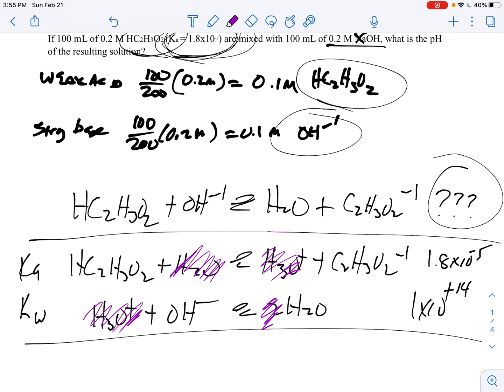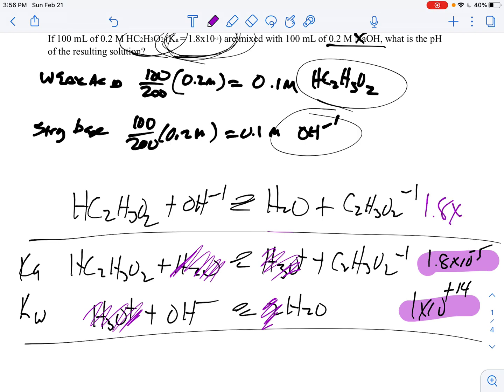Now that means that the K value for this equation up here is going to be the product of these two values, because remember in equilibrium when you add equations together you multiply their K values, and so you're going to get 1.8 times 10 to the negative fifth times 1 times 10 to the 14th, and so you're going to end up with what is it, 1.8 times 10 to the positive ninth.